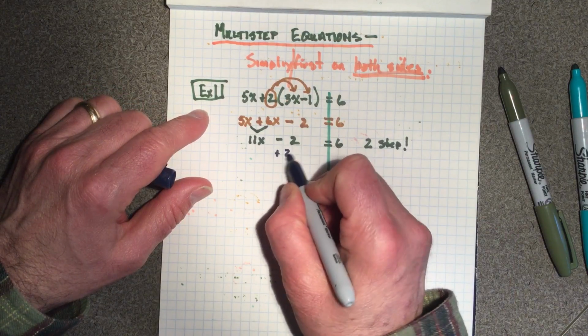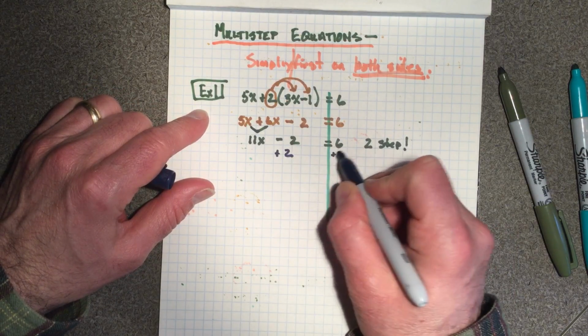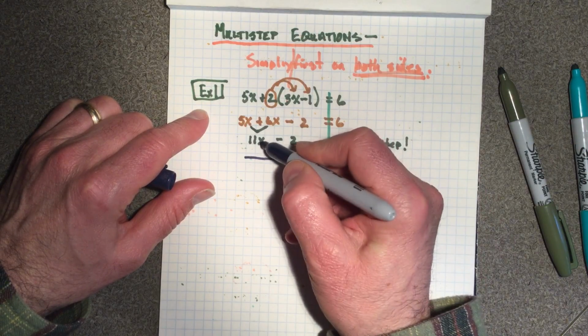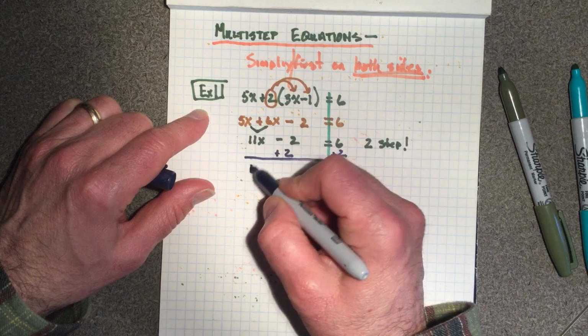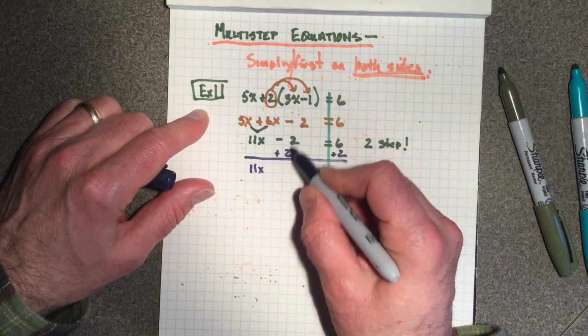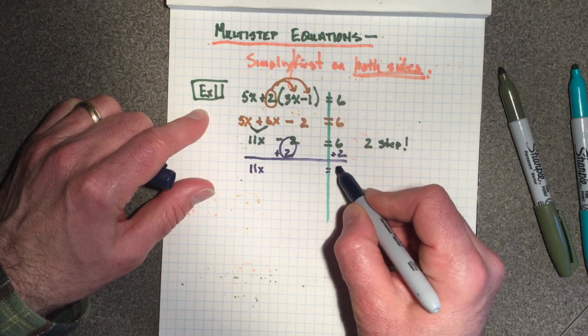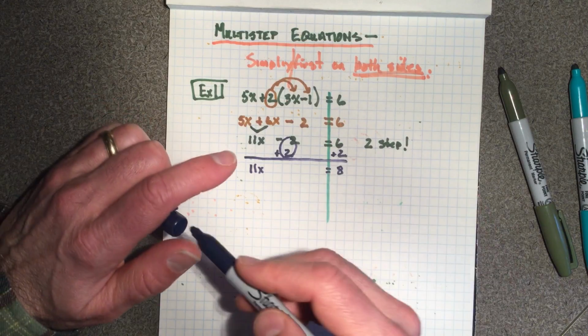We add 2. Whatever you do to the left, you have to do to the right. Draw your nice neat line all the way across. 11x plus nothing is 11x. Negative 2 and positive 2, there's your big old 0. Bring down your equal sign, and here's an 8. 6 plus 2 is 8.